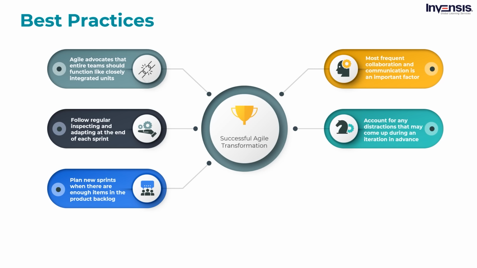Plan new sprints when there are enough items in the product backlog. Otherwise, you risk that your project suffers from scope creep. This is what happens when the scope of your project grows without control because you failed to fully define the scope of the upcoming sprints in the backlog.